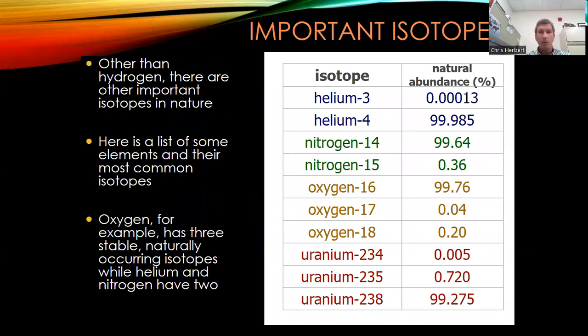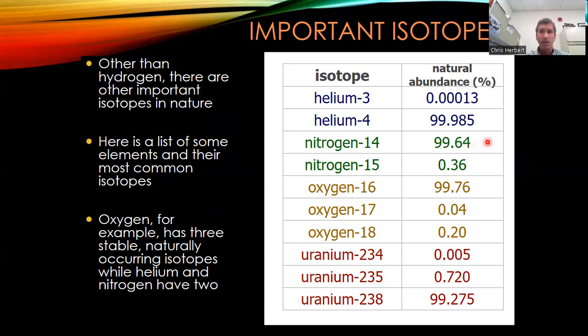Again, other important isotopes, helium-3 is also thought to be possibly used for nuclear fusion. It's a very uncommon isotope of helium. Most helium that we have on Earth actually comes from radioactive decay. It comes from alpha particles, which we'll talk a lot about next.